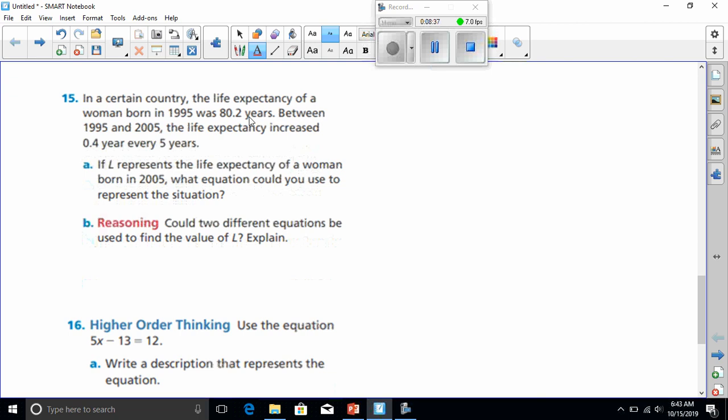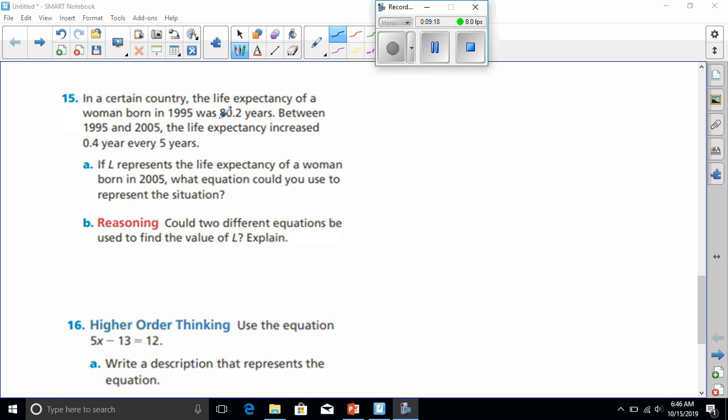In a certain country, the life expectancy of a woman born in 1995 was 80.2 years. Between 1995 and 2005, the life expectancy increased 0.4 years every 5 years. Okay. Let L represent the life expectancy of a woman born in 2005. What equation could you use to represent the situation? This one sounds tricky, but let's break it down step by step here.